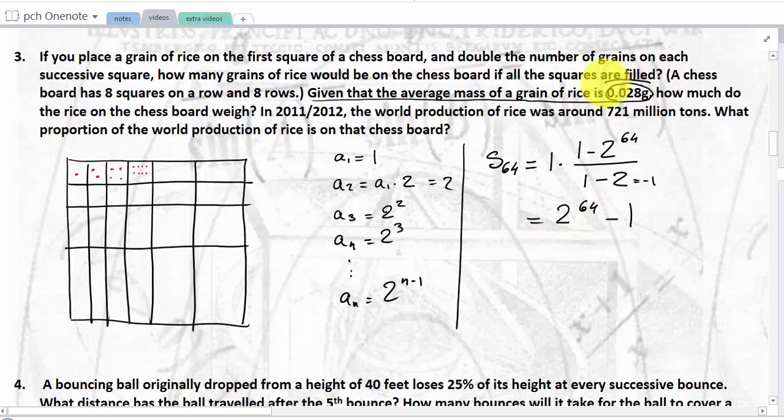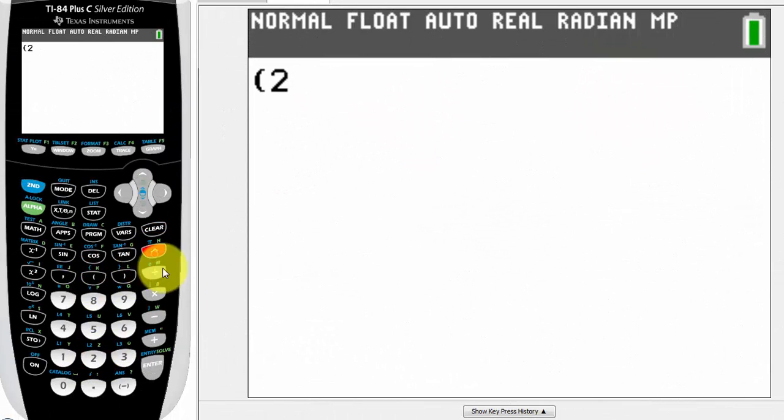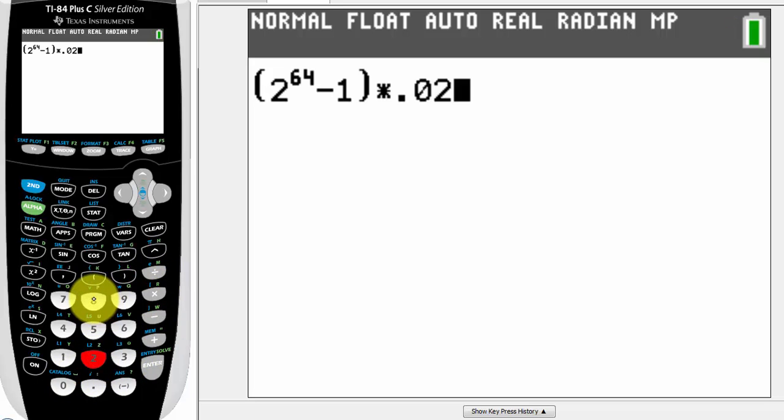Now, if 1 grain of rice weighs 0.028 grams, how much does it all weigh? So we need to multiply. So the weight of the whole chessboard is S of 64 times 0.028, and that's gonna be in grams. Let's take the calculator and figure it out. So I want to do 2 to the power of 64 minus 1 times the weight of 1 grain of rice, 0.028. And that's going to be in gram. What is that? Whoa, that's a big number.